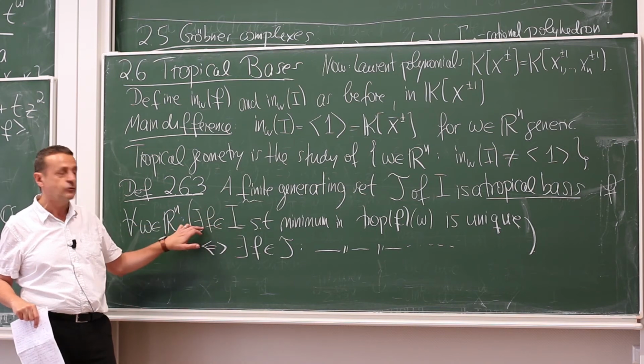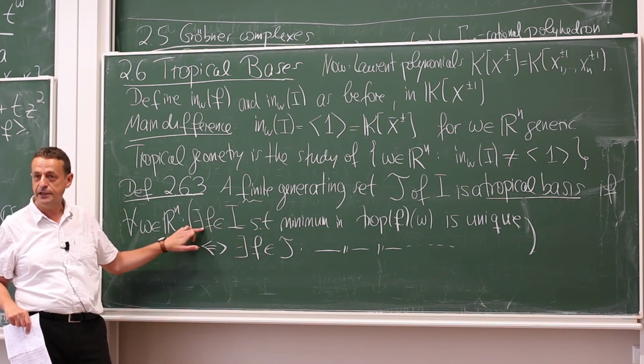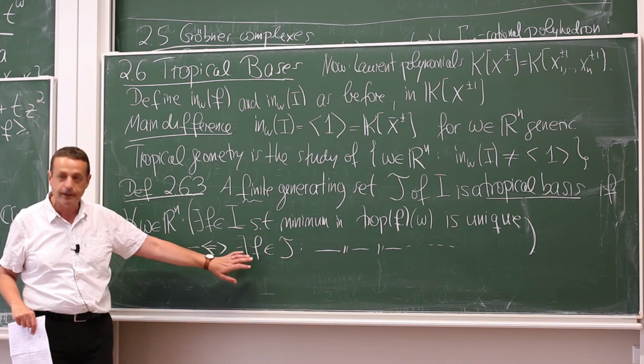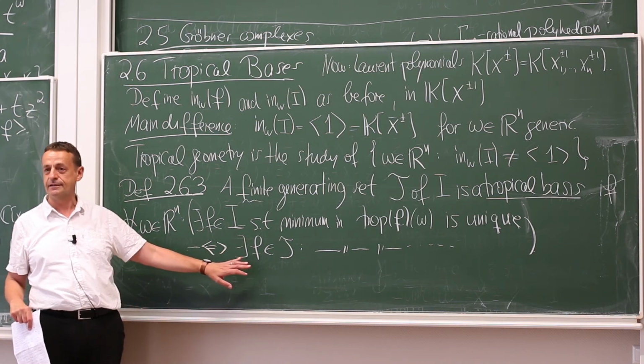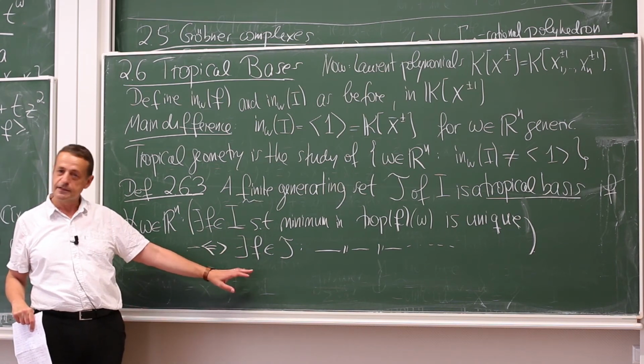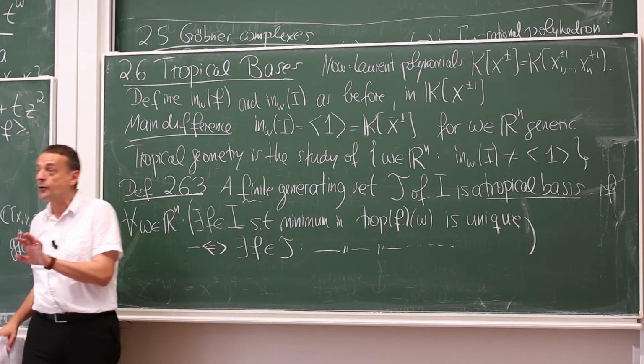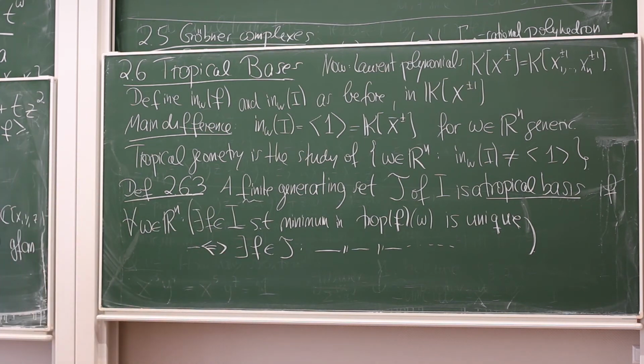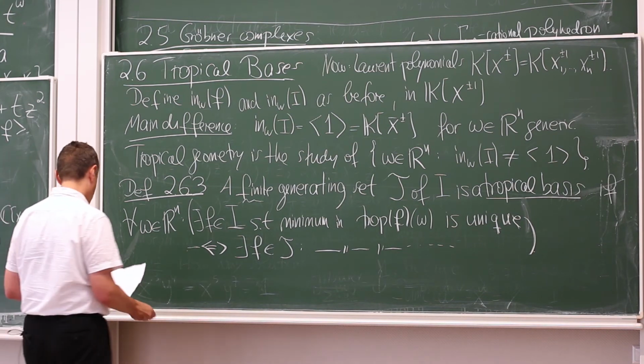If something is true for every f in the ideal, each of these infinitely many things, in particular it's true for every f in this finite set. So the content is the converse. If the finite set is big and smart enough to allow for the converse, and that is true for every W, then I'm going to call calligraphic T a tropical basis. Okay, so that's the definition of a tropical basis.